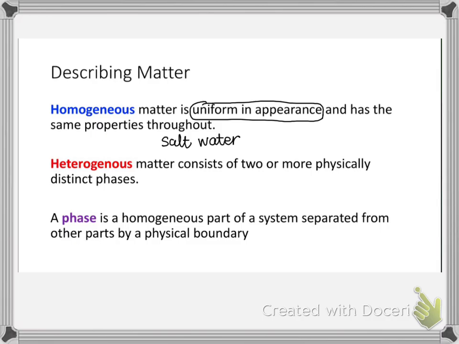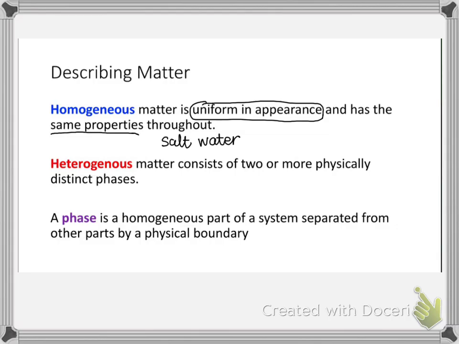Now, the other thing about homogeneous mixtures is not only are they uniform in appearance, but they're uniform in properties, which means if I had a glass of salt water, the salt water would be the same at the top of the glass, the middle of the glass, and the end of the glass. The composition of that mixture would be uniform throughout your sample. So associate the word homogeneous with a uniformity in looks and in properties.